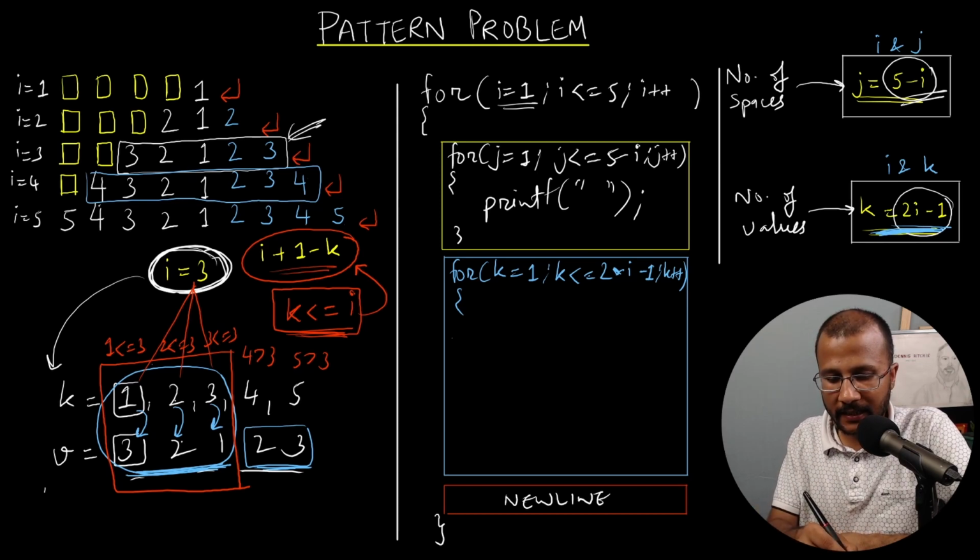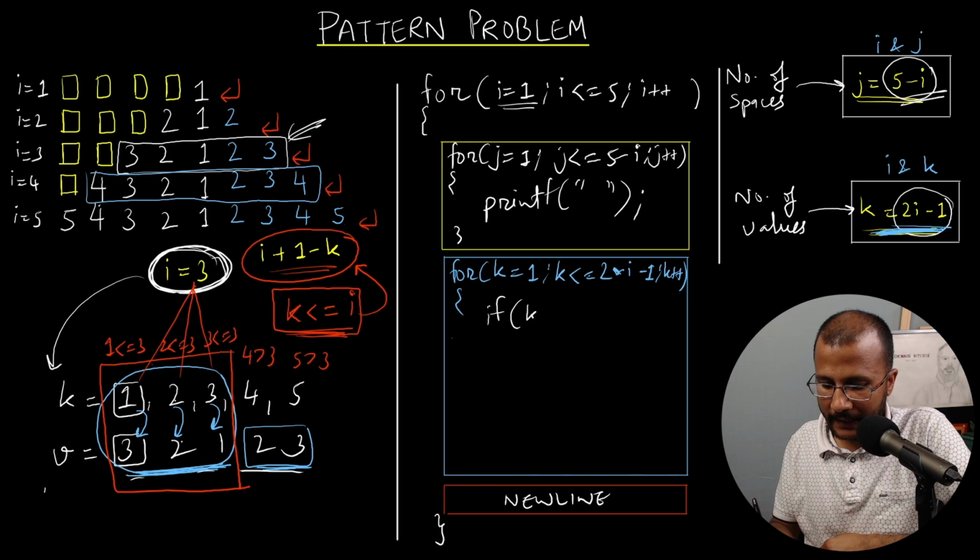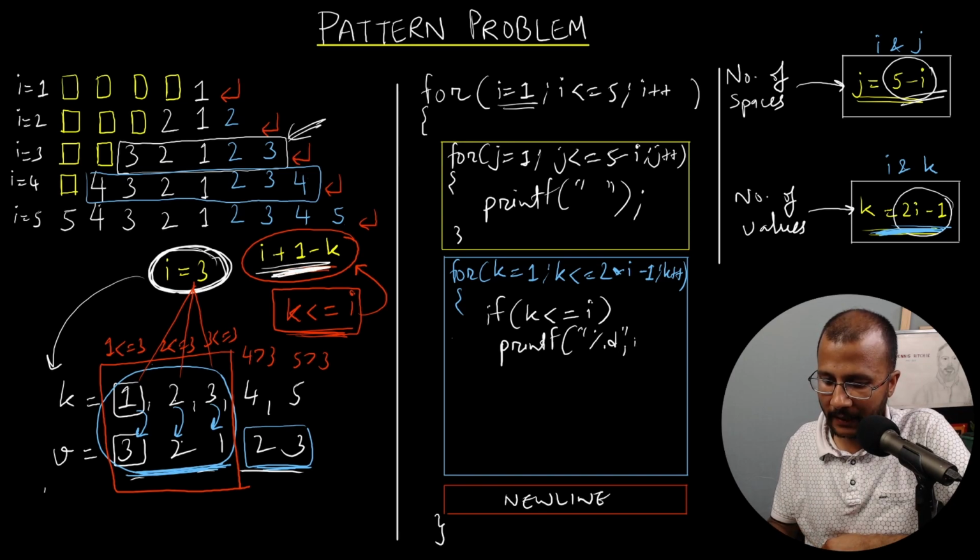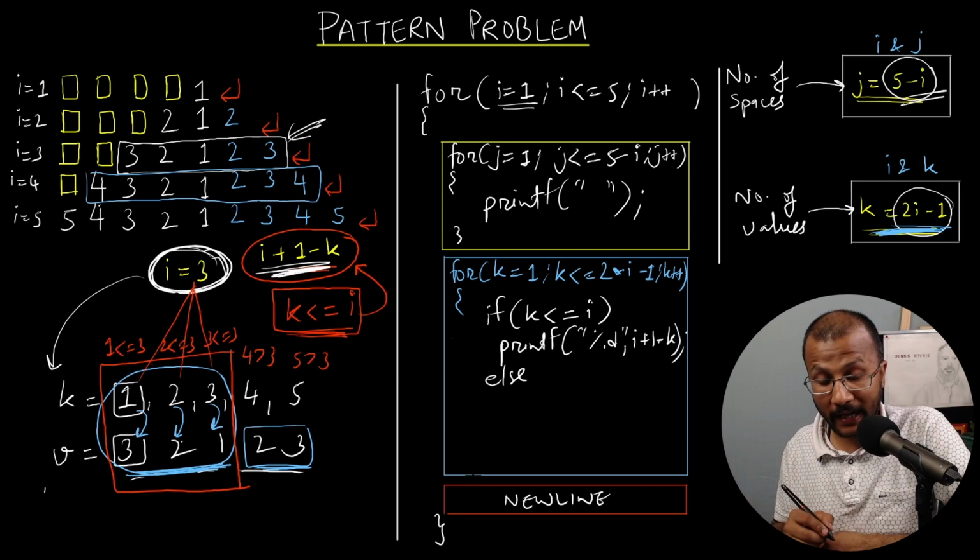Okay, so I can write it here as code. How do I write it? It is very simple. I'll write if k is less than or equal to i, then I'll simply print the value. How do I print the value? It is very simple. I'll print i plus 1 minus k. This is what I print if k is less than or equal to i. In all other cases, I'll have to print a different pattern. Now I have to look at the decrementing pattern. Okay, let's follow it for the decrementing pattern now.